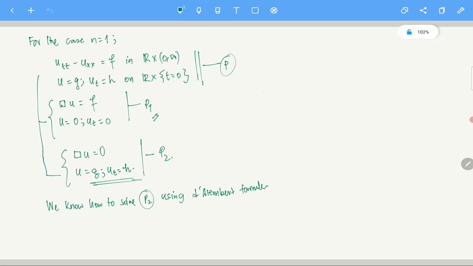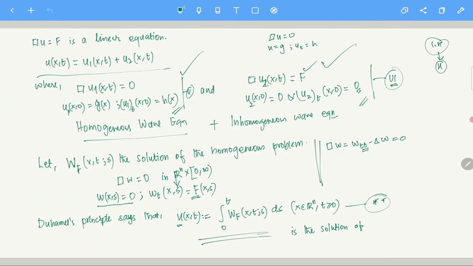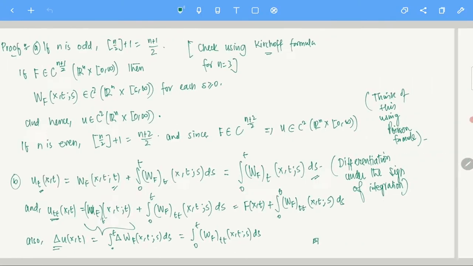See, I want to solve this problem. So basically the WF solution, what we did, that problem I want to solve, but for one dimension. Is this clear? Okay, and then what is the solution of that problem? I can use D'Alembert's formula. Is this clear? Okay, so let me use the D'Alembert formula.